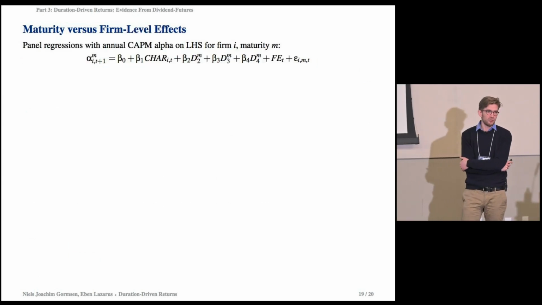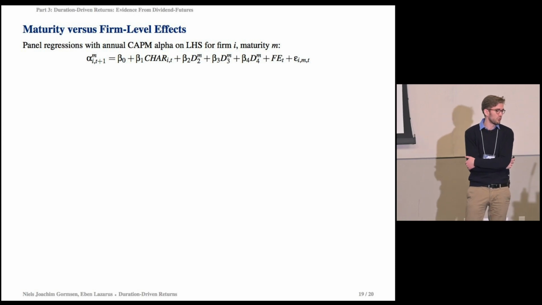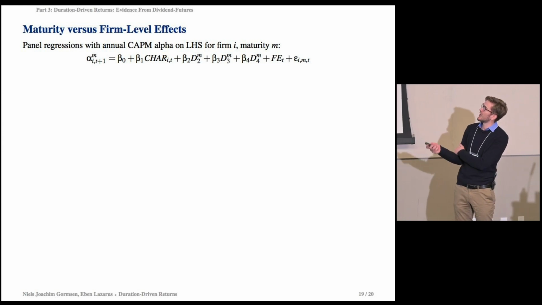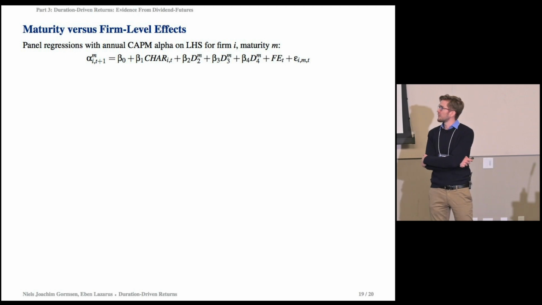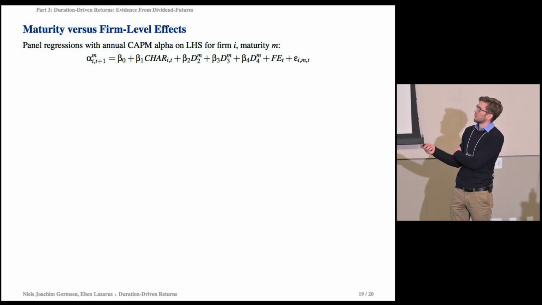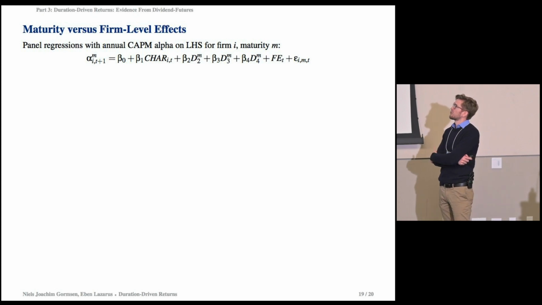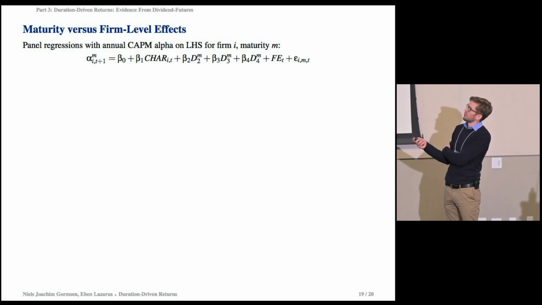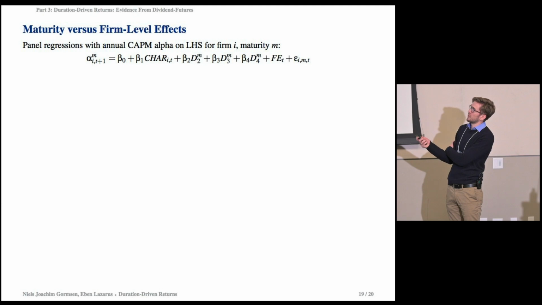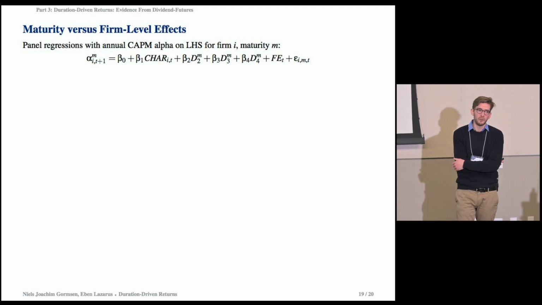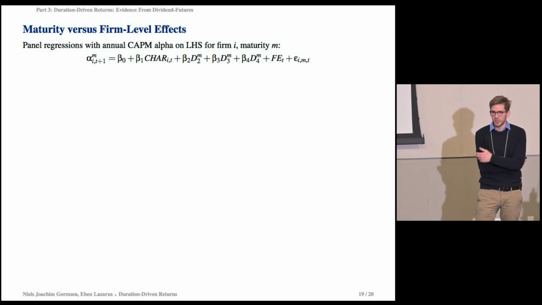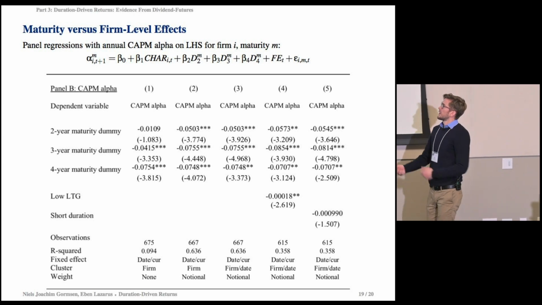We also run an actual regression to convince you that this is significant. So we just do a panel regression where we take annualized CAPM alpha on the left-hand side and regress that on some ex-ante characteristics of the firm. And then some maturity dummies that are equal to 1 if the maturity is a 2-year claim. This is equal to 1 if it's a 3-year claim, and it's equal to 1 if it's a 4-year claim. The baseline is then going to be the 1-year claim, of course. And here are the results.